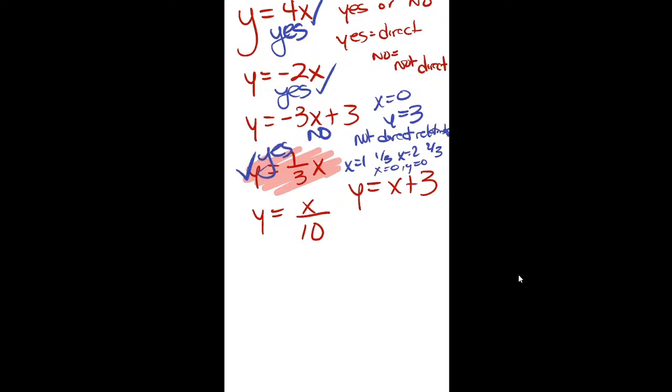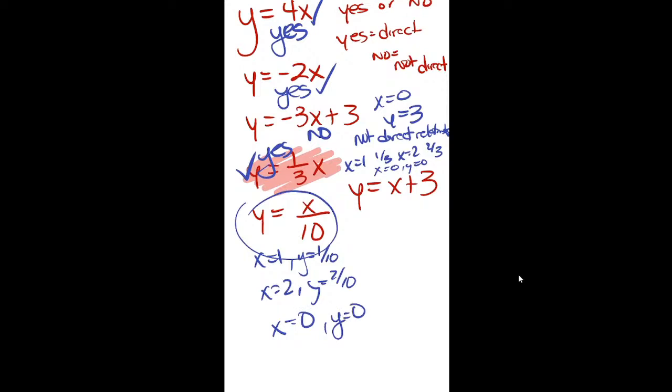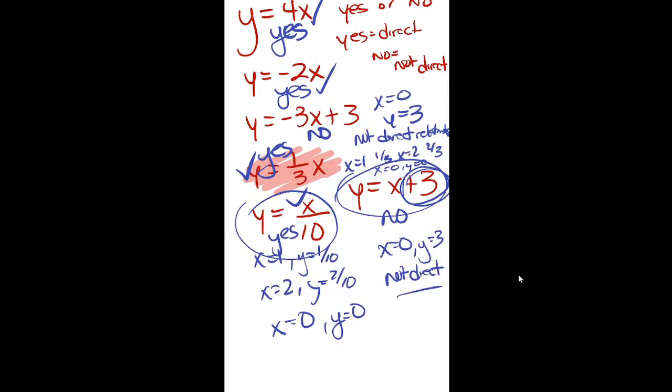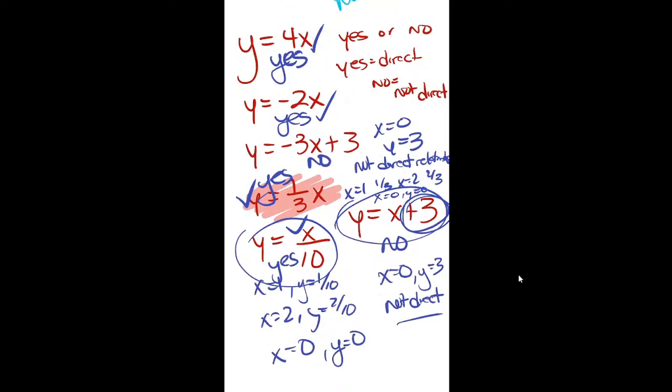This is direct. Same thing here. X is getting divided by 10 no matter what you do. So if x equals 1, then y equals 1/10. And if x equals 2, then y equals 2/10. Increasing or decreasing by the same amount. And when x is 0, y is 0. So this is indeed a yes. Okay? This right here should be a no, because there's a giant plus 3 here. When x is 0, y is 3. That is not direct. Okay? In terms of looking at equations, this is a super easy way to sniff out if something is direct or not, okay?